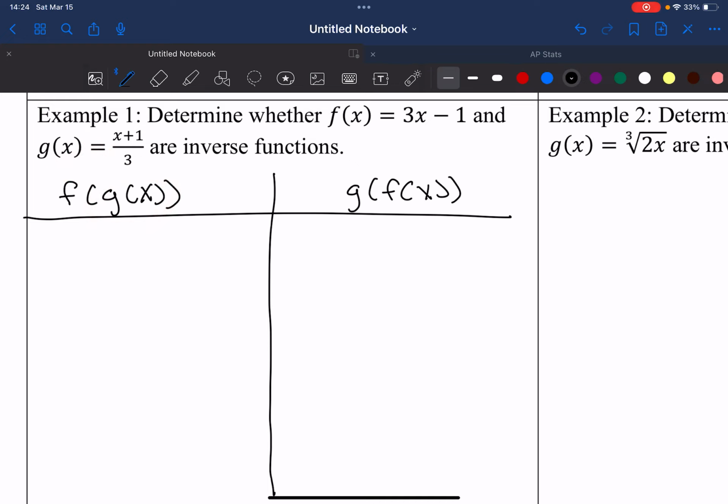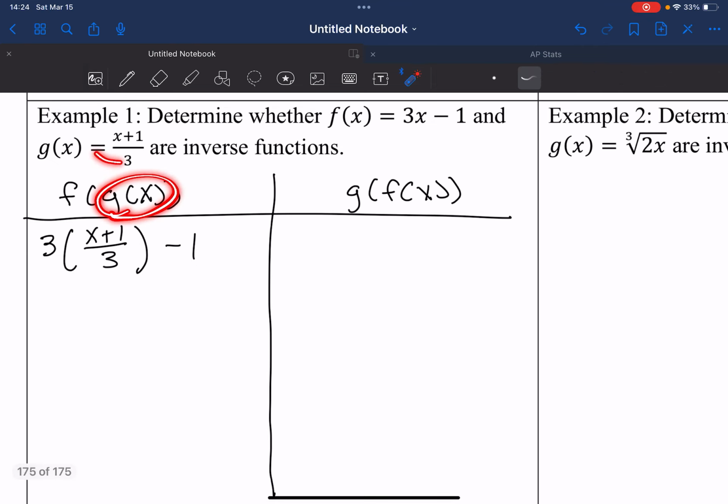So my f of x function is 3x minus 1. So I'm going to write 3, but instead of x, I'm going to put the function of g, which is x plus 1 over 3, and then finish the function, minus 1. So I took g of x, which was x plus 1 over 3, and I plugged it in to the x value of f. Now I just simplify, and if I get x, I'm good.